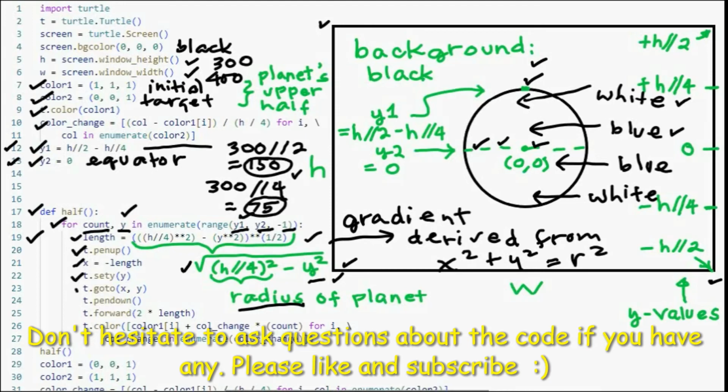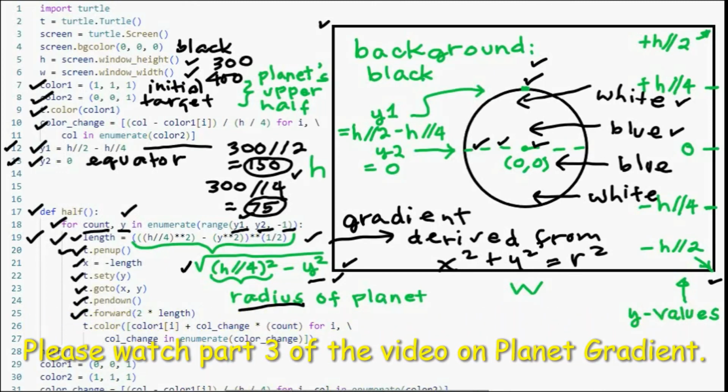So I go now to xy. Note that I don't generate any line here because my pen is up. And then I put my pen down to draw the first line. Incidentally, the first line is just a point. Why? Because when you go back to the formula here in number 19, the difference between h // 4 and y is 0 because y is equal to h // 4 anyway.